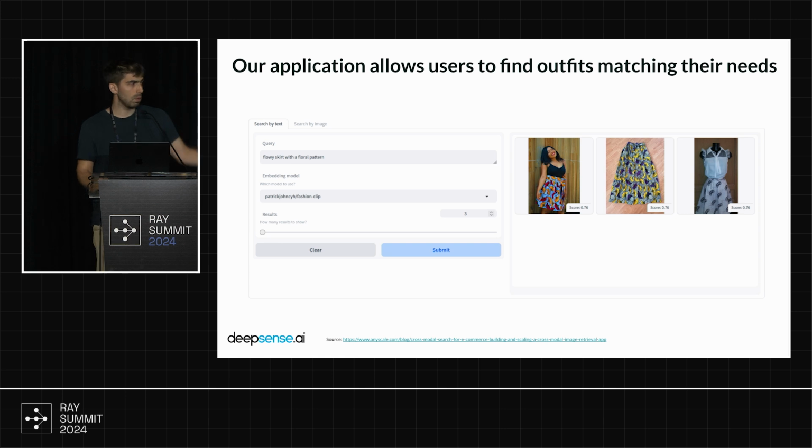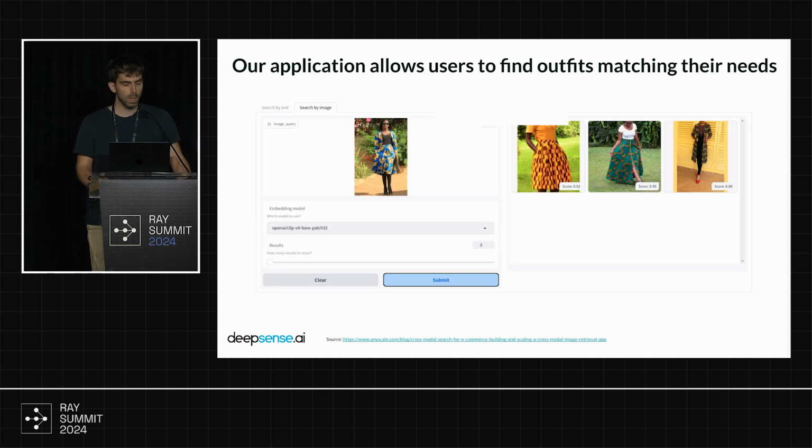As you can see in our application, the user can specify the description of the desired product with a text prompt, but they can also upload a reference image to which the results should be as similar as possible. Apart from switching between searching by text or image, the user can also select one of the available embedding models, which I will tell you about in a moment. And as you can see on the right side, each of the results is assigned a score, which represents its similarity to the input query.